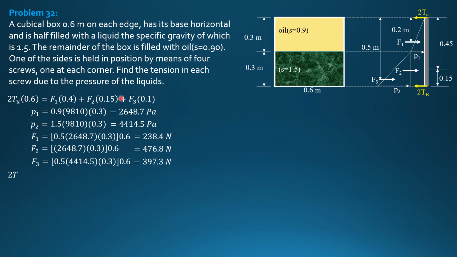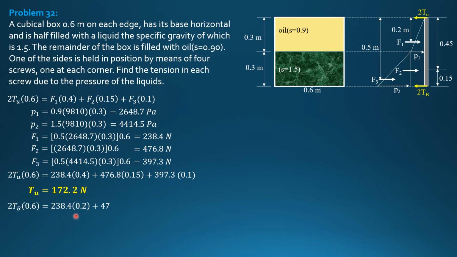And we now substitute above. So 2 T sub u times 0.6 equals 238.4 times 0.4 plus 476.8 times 0.15 plus 397.3 times 0.1. So T sub u can now be computed. This is the tension in the upper screws, 172.2. Tension in each screw in the upper part, 172.2 newtons. Then summation of moment about the top equals 0: 2 T sub B times 0.6 is equal to F1, 238.4 times 0.2 plus F2, 476.8 times 0.45 plus F3, 397.3 times 0.5. So tension in each bottom screw is 384.1 newtons. So that's it.